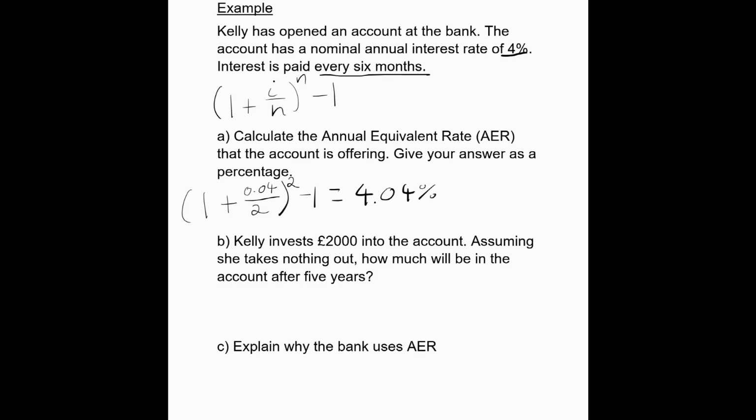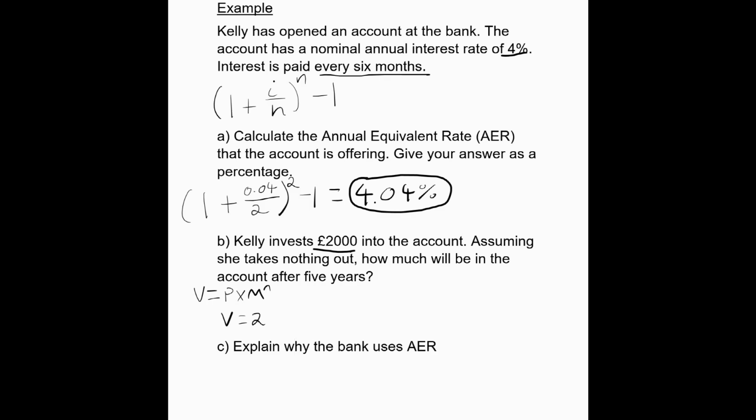For B, Kelly invests £2,000 into the account. Assuming she takes nothing out, how much will be in the account after 5 years? To answer this question, we now need to use the annual equivalent rate as the regular annual interest rate of a bank account. So we just need to do compound interest using 4.04% as our interest rate. So we do as normal, final value equals principal times multiplier to the power of n.